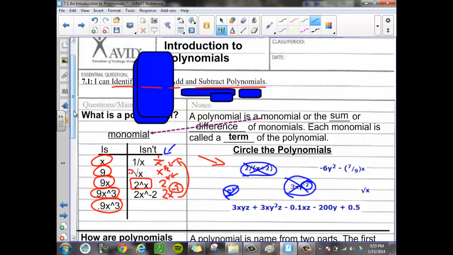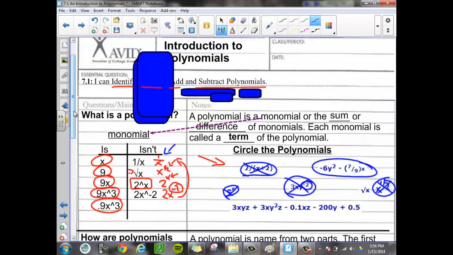Well, let's go over here. We got negative 6y squared minus 7/9 x. Is there anything there keeping it from being a polynomial? Everything looks fine. There's no x in the denominator. There's no negative exponent. We don't have any negative or irrational or rational exponents. So this does look to be a polynomial. Let's take a look at the square root of x. Well, we have a very similar example over here. Our x is to the 1/2 power, thus making this not a monomial. So this isn't a polynomial.